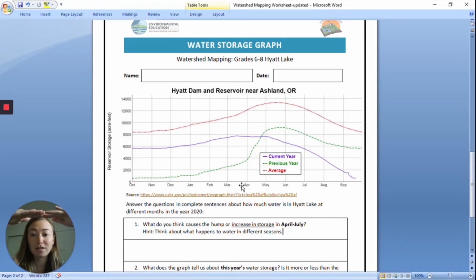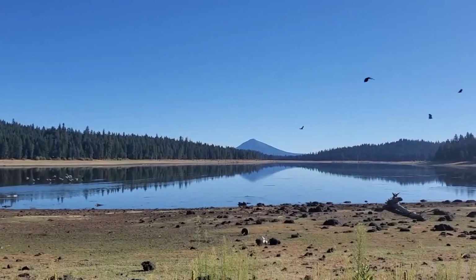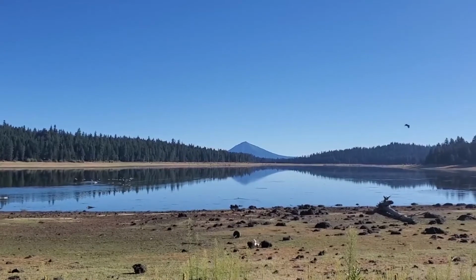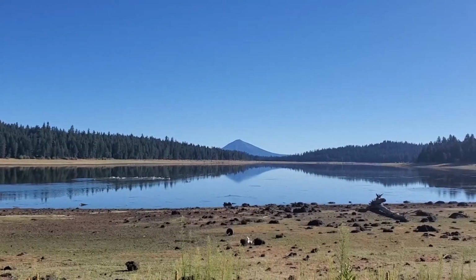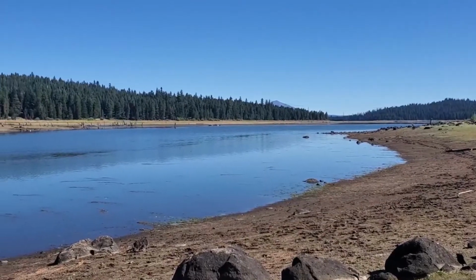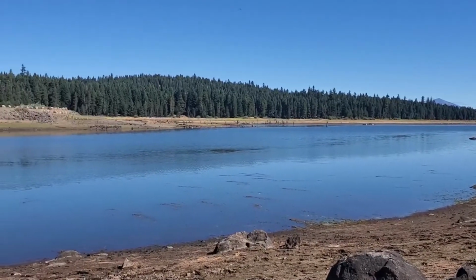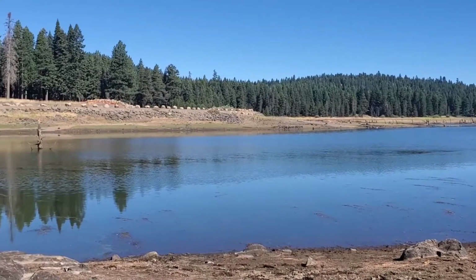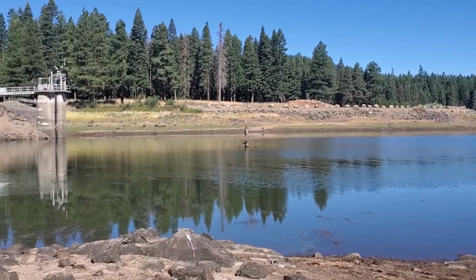And then in the summertime, when there's a lot of heat and the sun is beating down, the water will start to evaporate and the humans will use the water for their farms and the water level will start to decrease. And then in September, where we are here, the water level is so low and we're waiting for the rains to come to fill the reservoir back up.